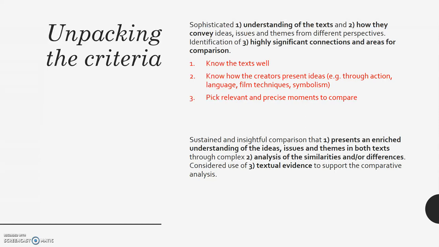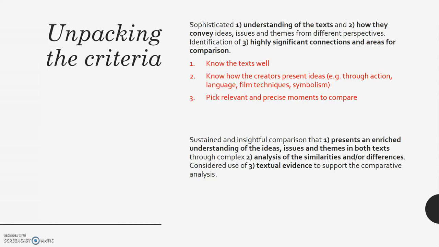Number two, how they convey. What this means is you need to know how the creators present ideas. So in that sense, you need to try and put yourself into the shoes of the creators of the texts, whether it's a filmmaker or an author. So perhaps it's through action, perhaps it's through certain character traits, perhaps it's through their use of language, perhaps it's their use of film techniques or symbolism. So how they convey means what they use or what they do to present ideas. And number three, highly significant connections and areas for comparison. You need to be picking relevant and precise moments to compare, and hopefully you have been doing that throughout your revision.